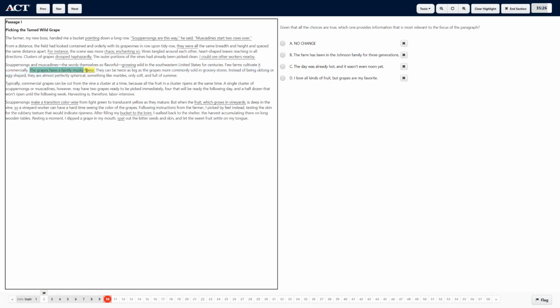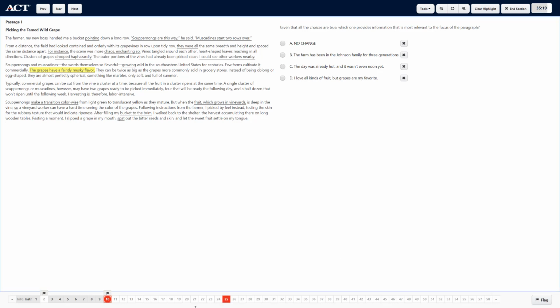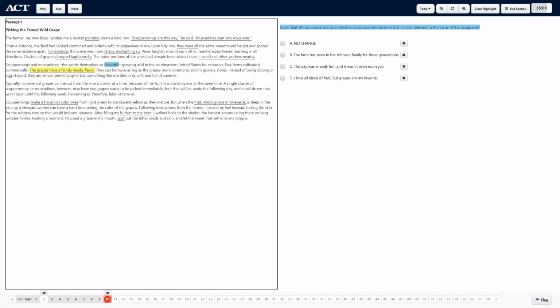The grapes have a faintly musty flavor. So I think this is another one. I'm going to flag this. All the choices are true. Which one provides information that is most relevant to the focus of the paragraph? So we already read the whole paragraph, so we can answer this question already. The paragraph talks about the flavor, and they are describing it. They can be twice as big as the grapes. Okay.